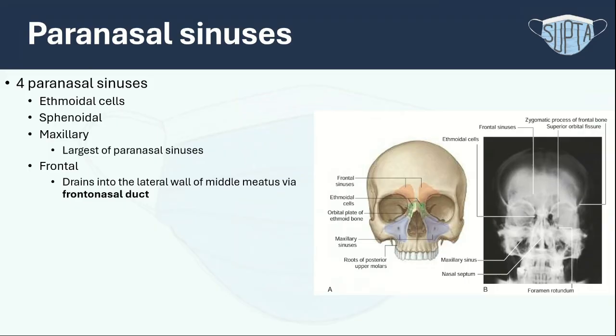And then the paranasal sinuses. You have four main paranasal sinuses, as you can see in the diagram. You have the frontal sinuses, which drain into the lateral wall of the middle meatus via the frontonasal duct. You have the maxillary sinuses, which are the largest of the paranasal sinuses, and there's a lot of anatomical variation between individuals for this. And then you have your sphenoidal sinus, which is in close association with the sella turcica and the pituitary gland and just the cranium in general. And then ethmoidal cells as well.